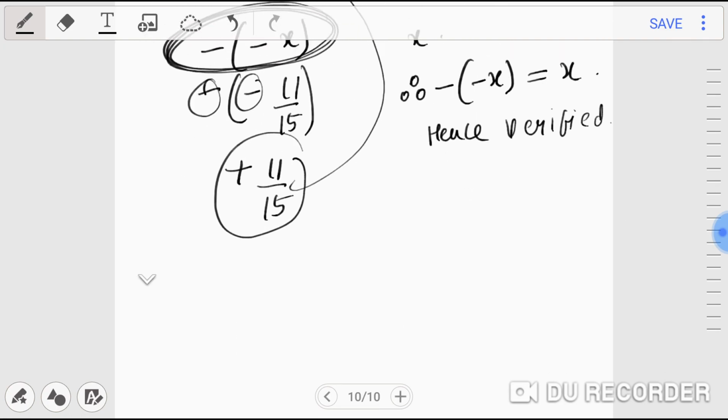You have to do question number 3 part 2 as your homework.